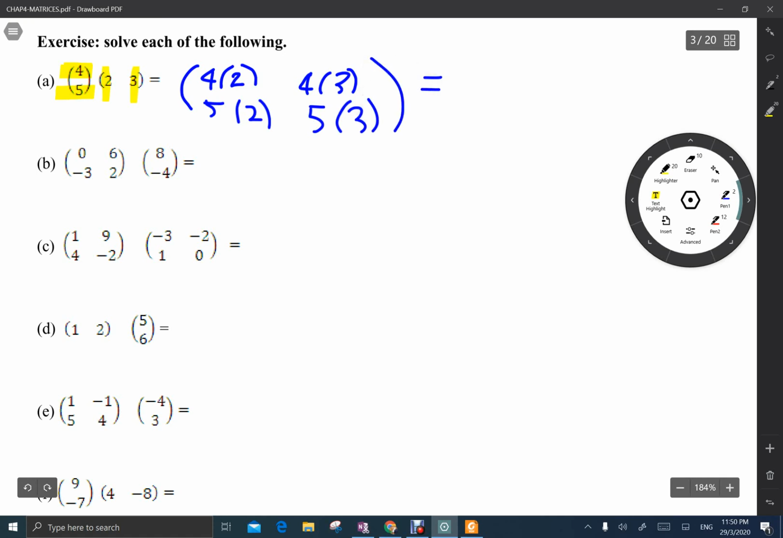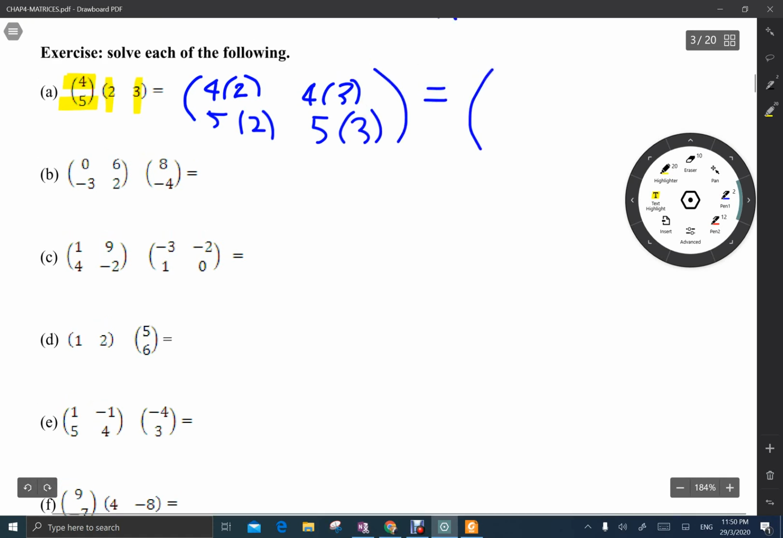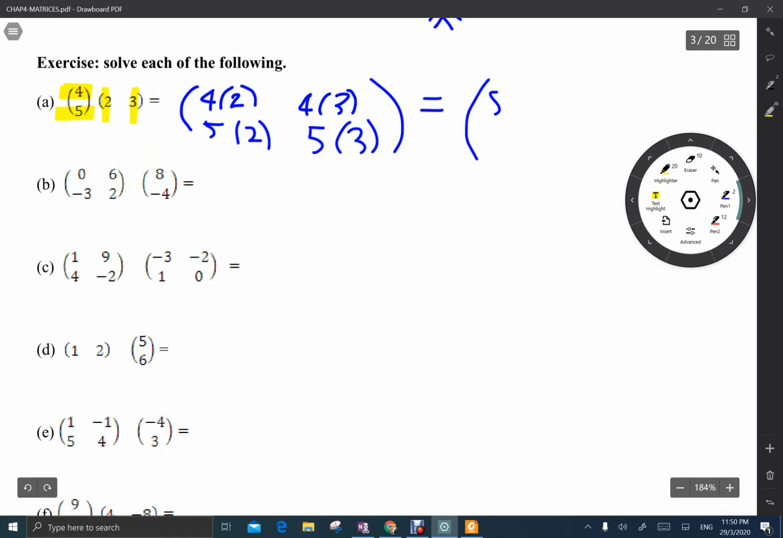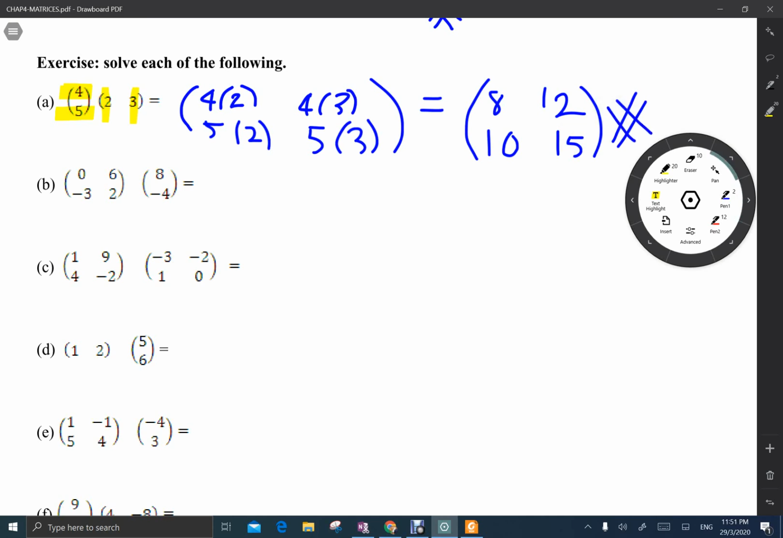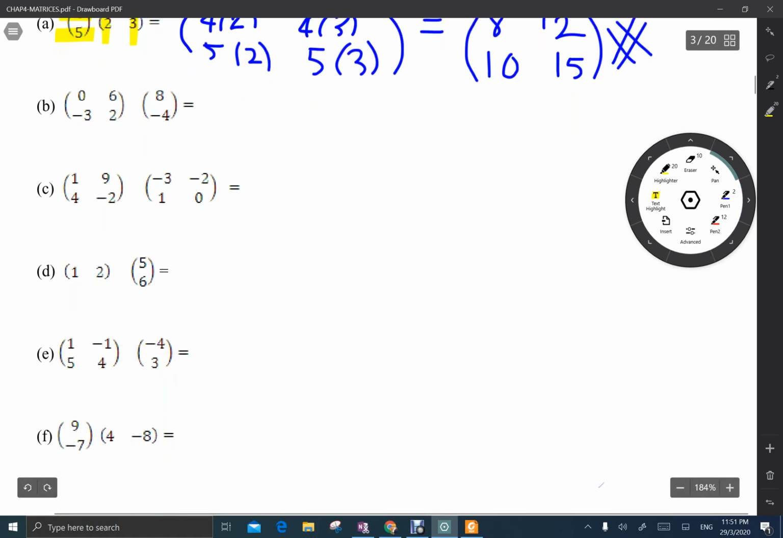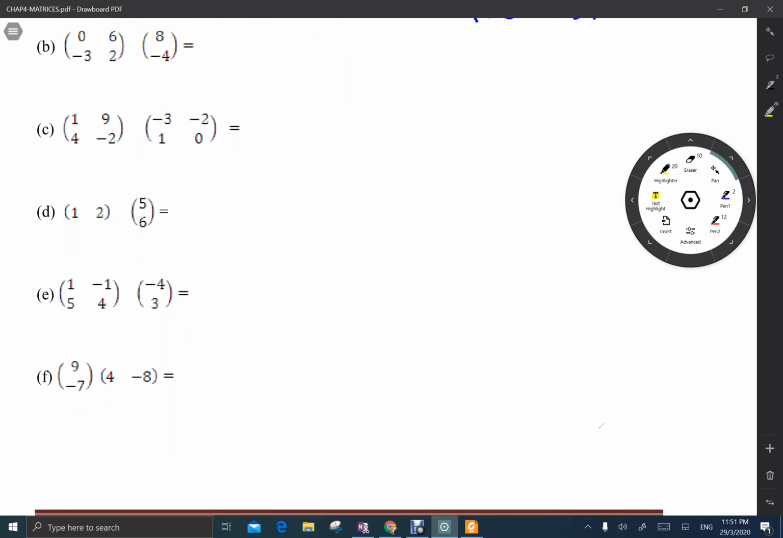Okay, so kita solvekan. 4 times 2 is 8. 4 times 3 is 12. 5 times 2 is 10. And 5 times 3 is 15. Done. Okay. So, the rest nanti boleh tengok example dekat atas. Okay, but then before that, I nak tunjuk you example D.